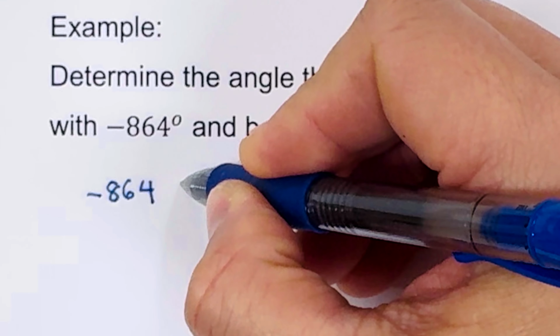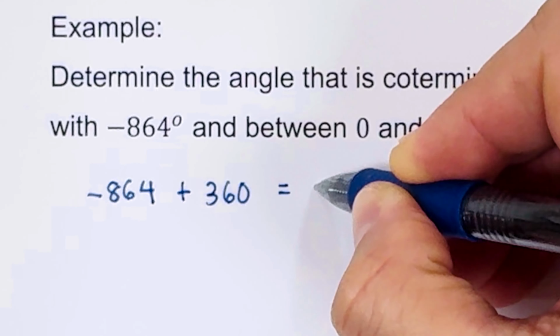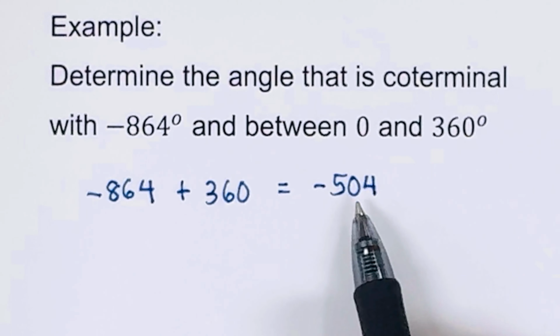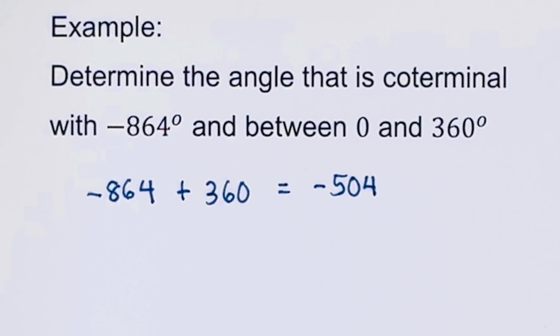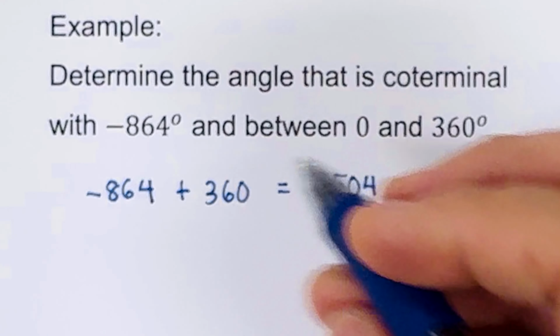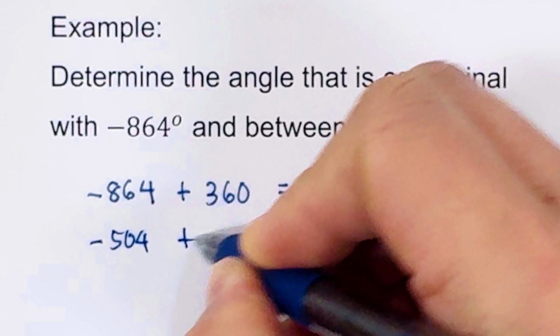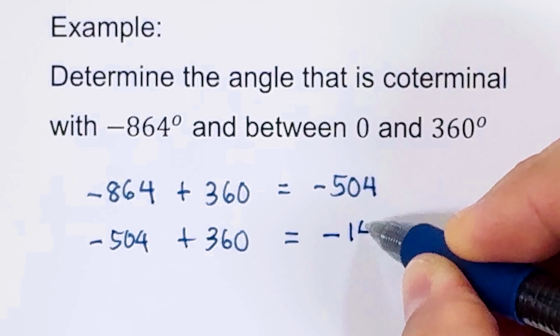So that is negative 864 plus 360. Doing the math, that should come out negative 504. And this negative 504 is not within this range, 0 to 360. So we go ahead and keep adding 360. So that would be negative 504 plus 360. If we do that, that would be negative 144.